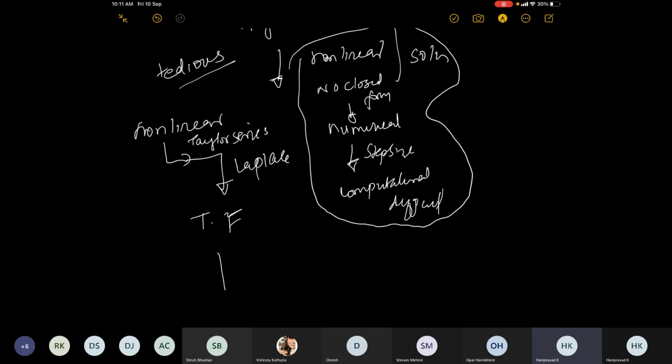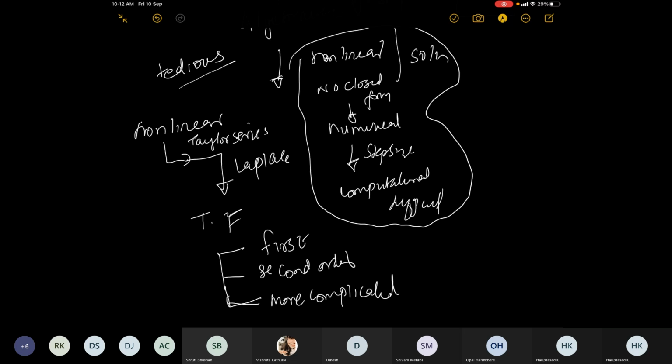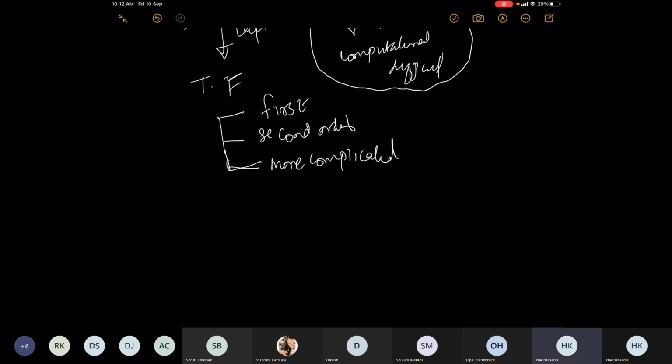Then we started looking at the types of transfer functions, which essentially means the types of models that you are really going to deal with. We found it could be first order, second order, or something more complicated. First order means the ODE is first order, second order means the ODE is second order. For more complicated, we had three categories.